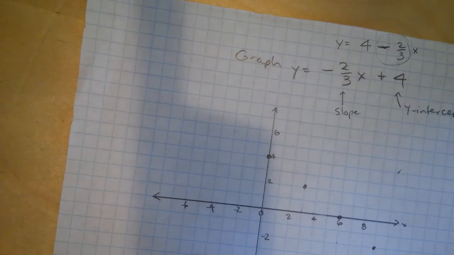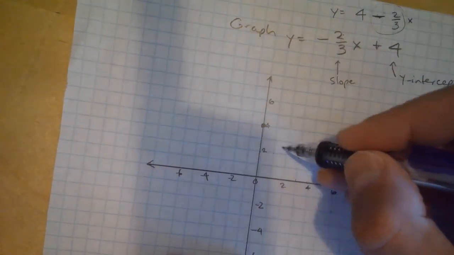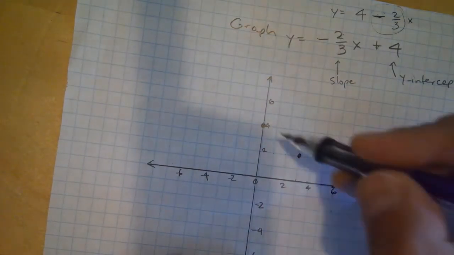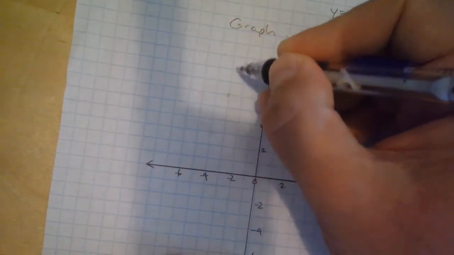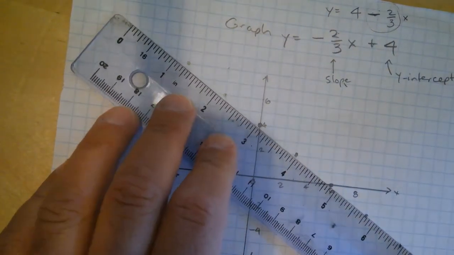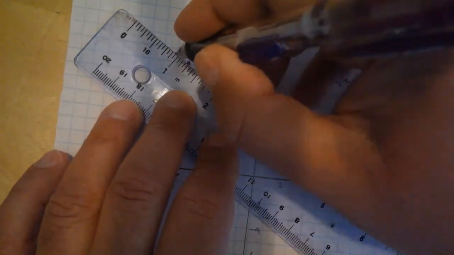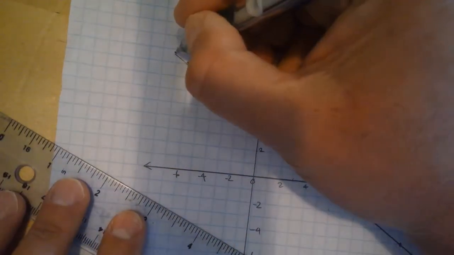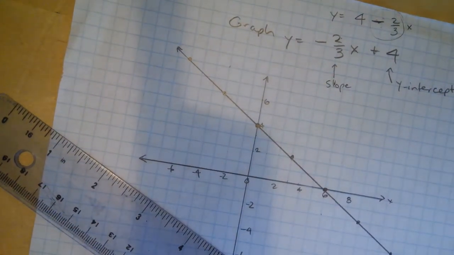And I keep doing that as much as I have room for. And that gives me more points on the line. Well, if the line goes down to the right, it also goes up to the left. So I could also go up 2 and 3 to the left. That gives me even more points. And the more points I have, the better line I get, because I can line up my ruler all the way across the paper and draw a super neat, accurate line. There's my line. Boom, you did it.